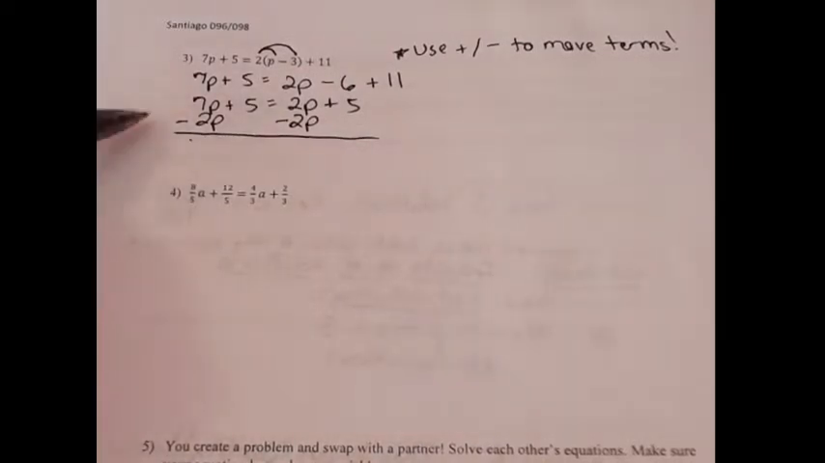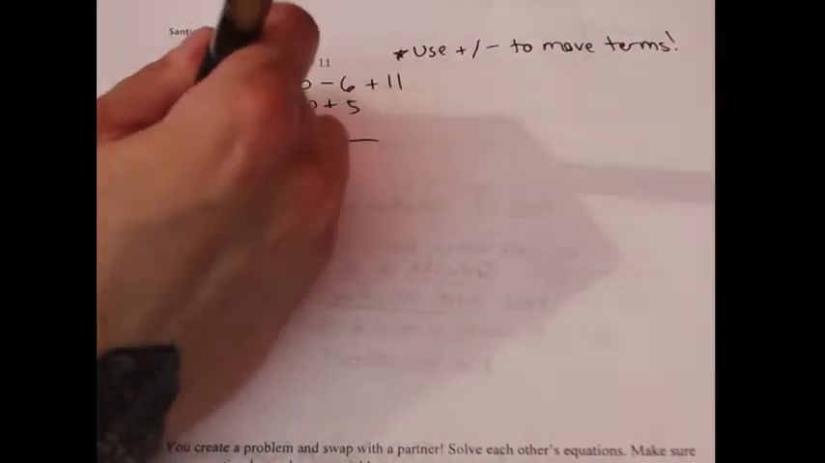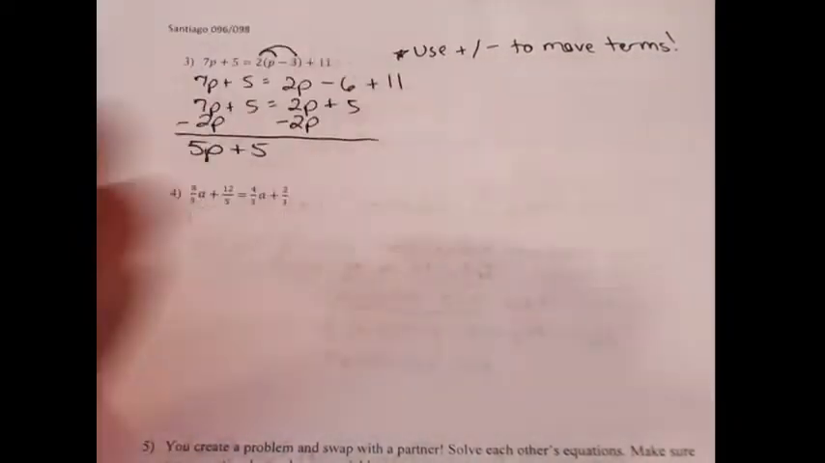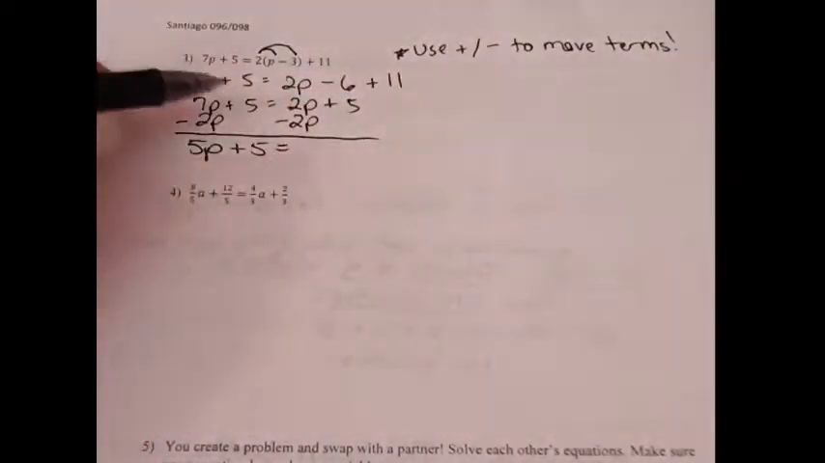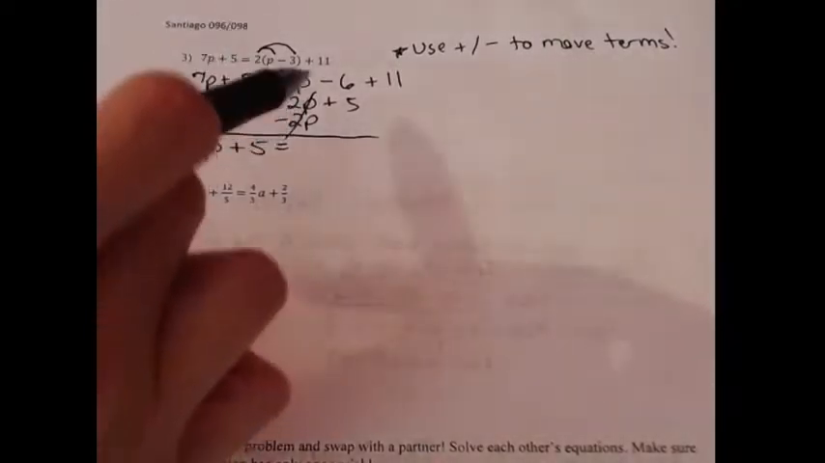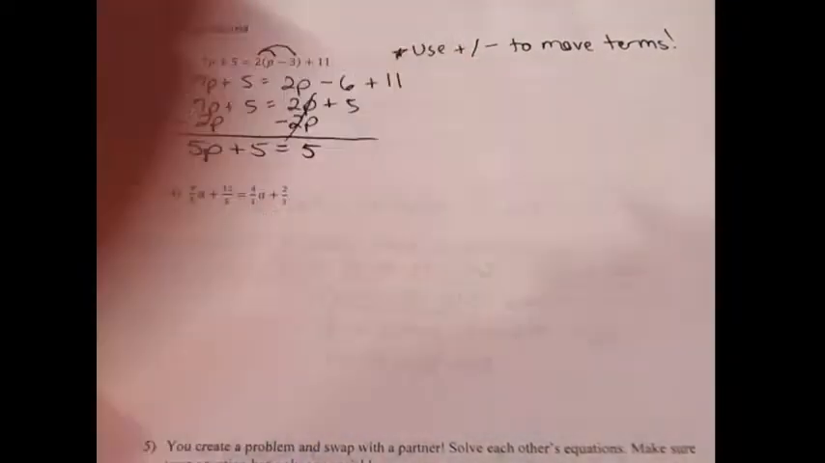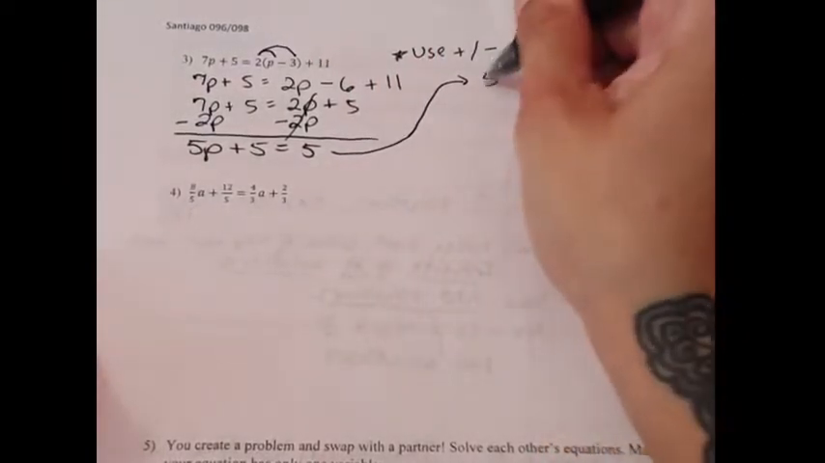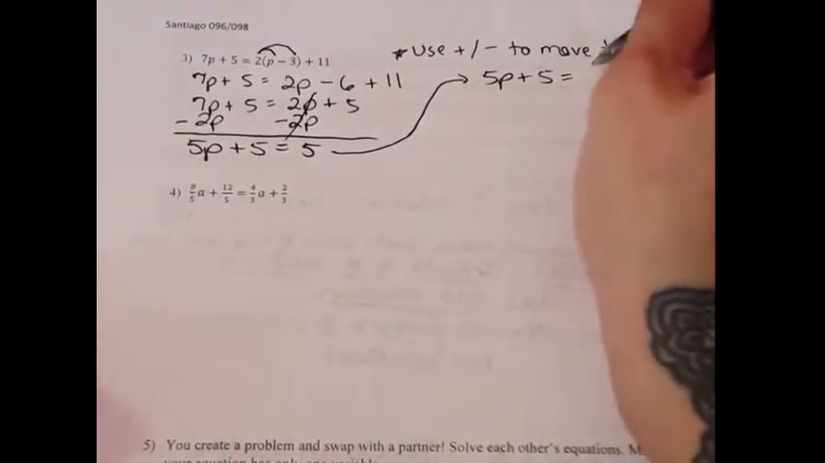So we have 7p take away 2p is 5p. Bring down the plus 5, right, equals, now 2p minus 2p, that's 0. They cancel each other out. So 0 plus 5 is 5. I'm going to move this over here. So we have 5p plus 5 is equal to 5.